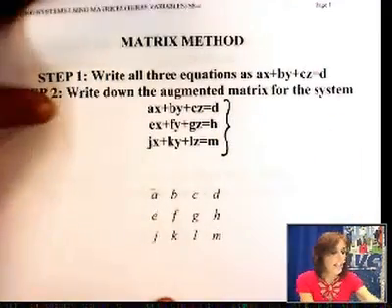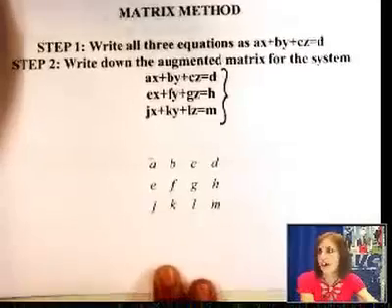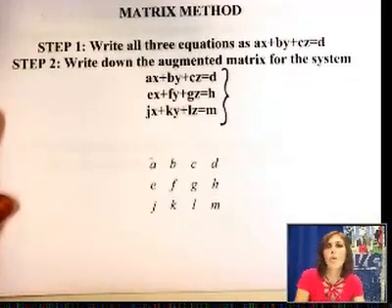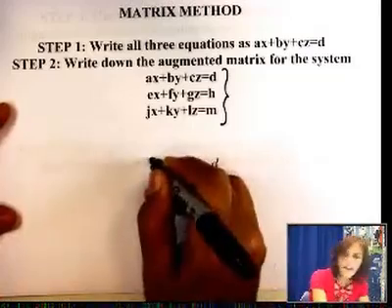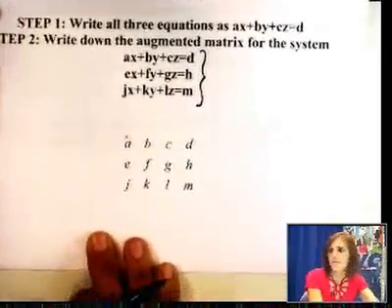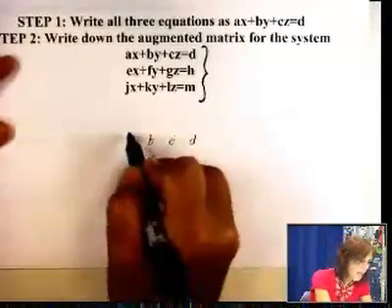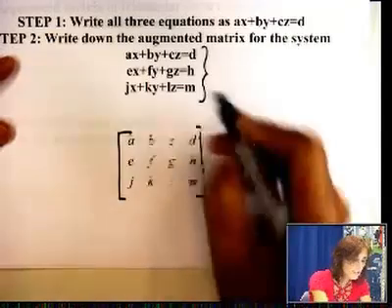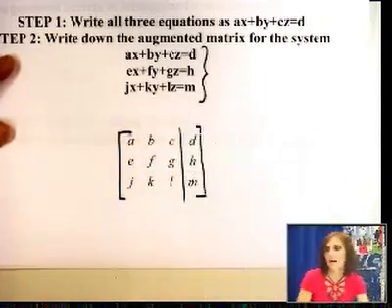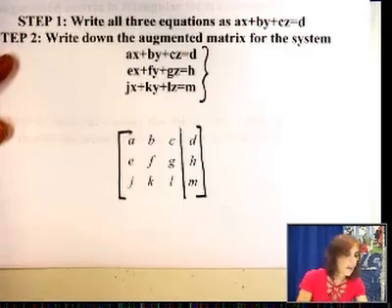Now, the next thing you're going to do is write down the augmented matrix. Augmented means increased, and I'll show you how that works. A matrix looks like this. And since it's augmented, that means it's increased. You're going to put a line right here, and this is how you're going to write it.